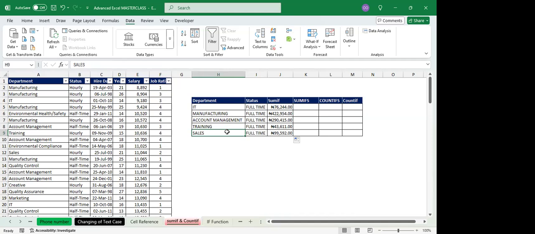Do you understand it now? That is SUMIF. So I perform a sum operation with one criteria. The criteria for this one is IT. The criteria for this one is manufacturing. The criteria for this one is account management, and the criteria for this one is training. I hope you understand now.